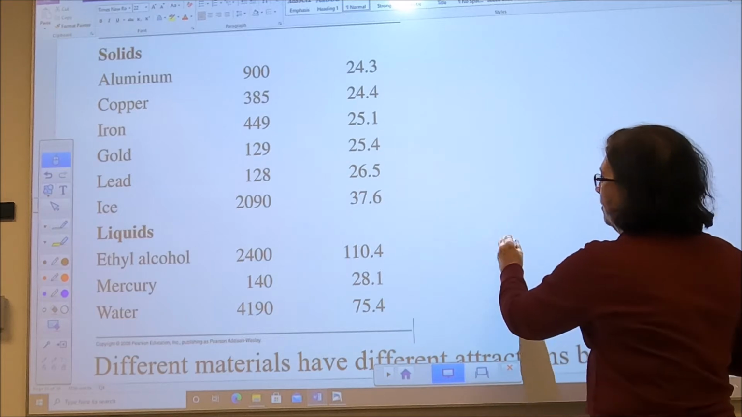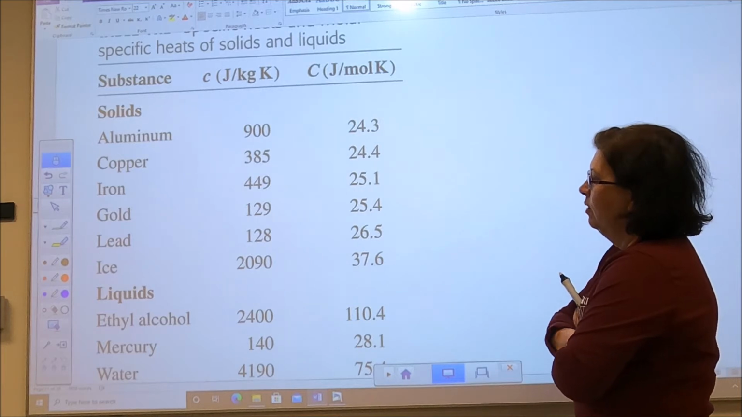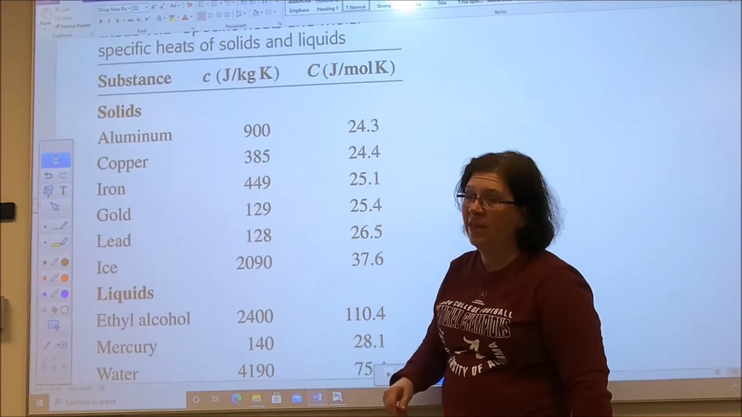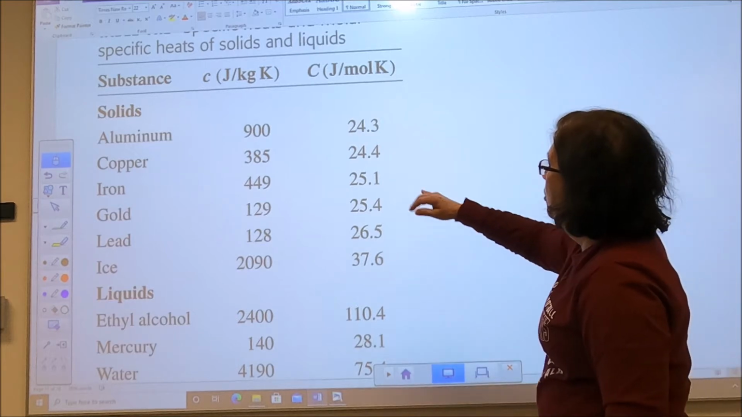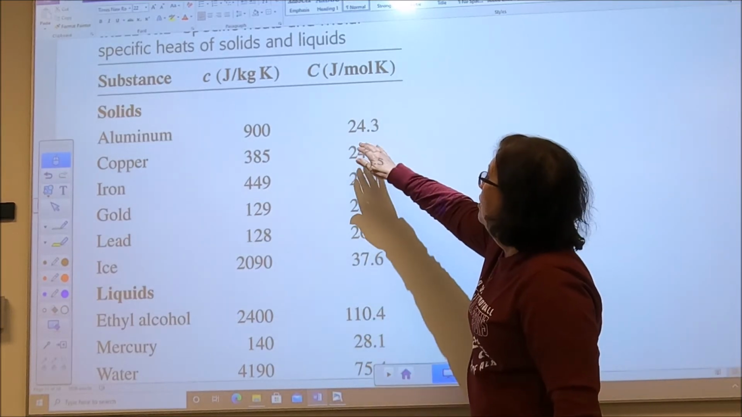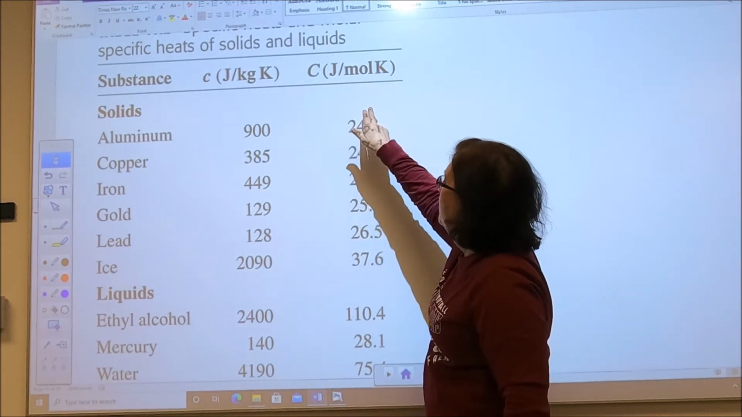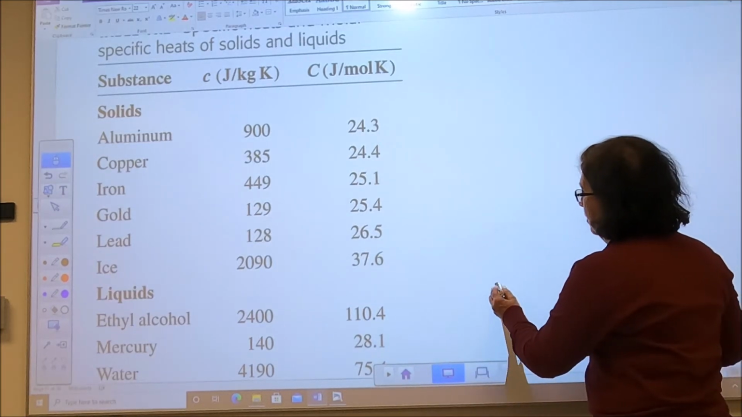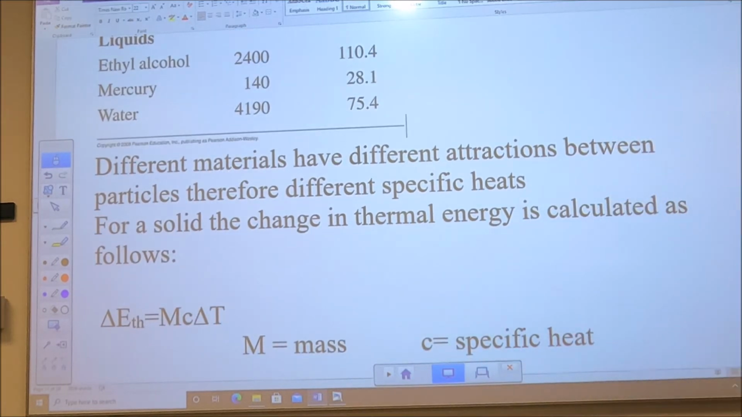Now here you see some heat capacities for some solids and some liquids. One of the things I want you to notice is that the heat capacity for ice is different than the heat capacity for water. Okay? We'll talk about molar heat capacity in a minute. Notice that the capital C here is the joules per mole Kelvin. So it's the amount of energy to change the temperature of 1 mole of a substance by 1 degree Kelvin. Okay? So different materials have different attractions between the particles, therefore different specific heat capacities.